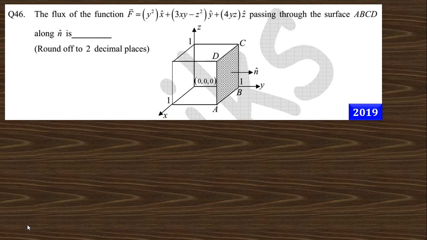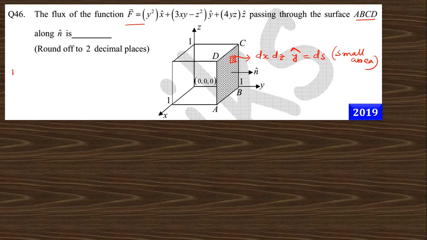Next, the flux of a function passing through the surface ABCD along n cap. If we take a small surface, you can see this is in the zx plane, so this can be written as dx dz, and the direction of this vector is y cap. This is ds, the small area.